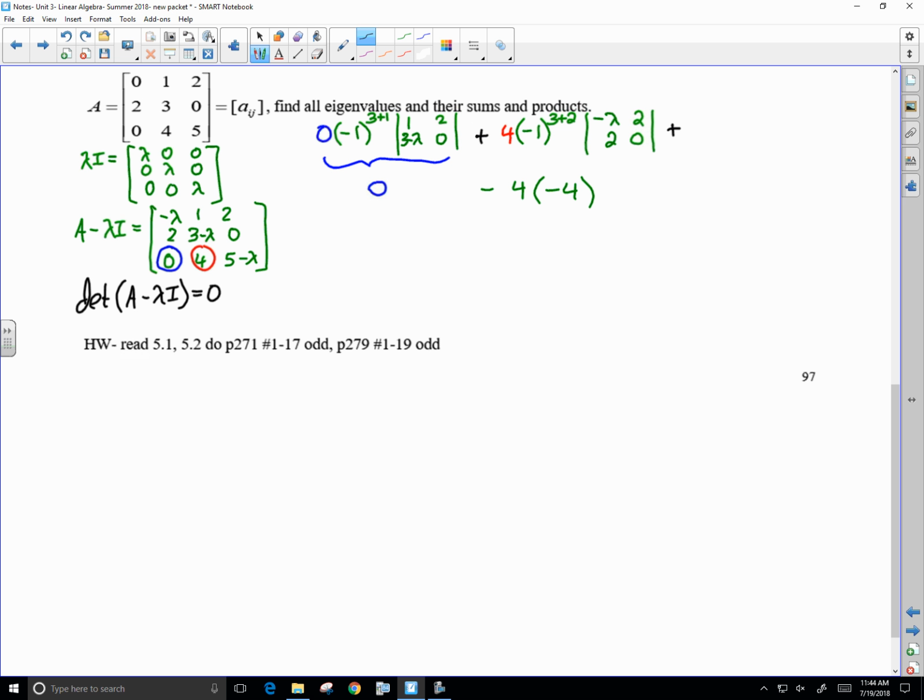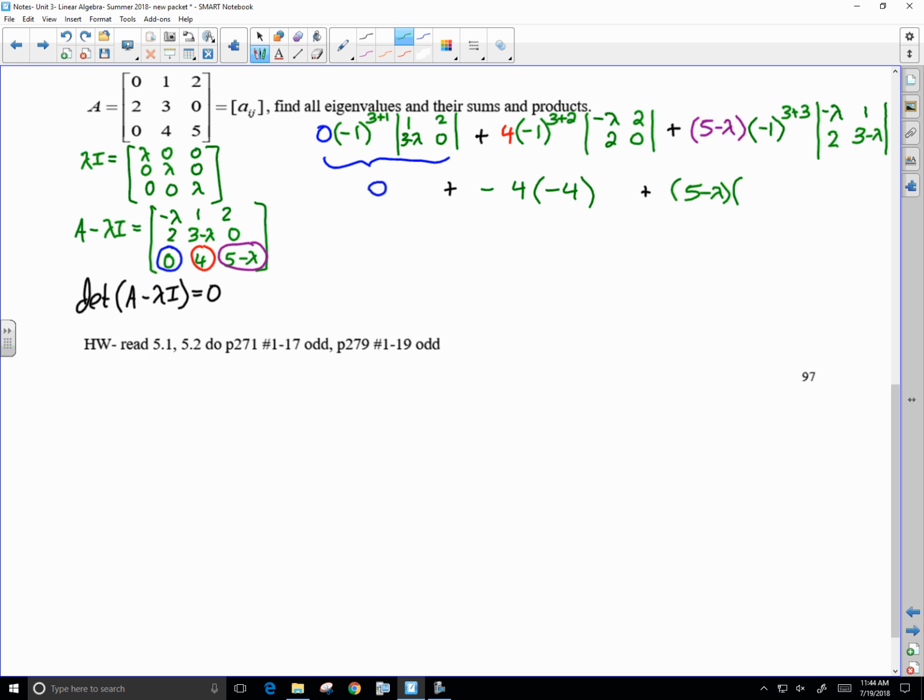And then the last one, the one where you actually earn your keep, purple, for those keeping score at home. Coefficient 5 minus lambda, (-1), row 3, column 3, so that's going to go to 1 anyway. Matrix, negative lambda, 1, 2, 3 minus lambda. So we're looking at 5 minus lambda, diagonal down minus diagonal up.